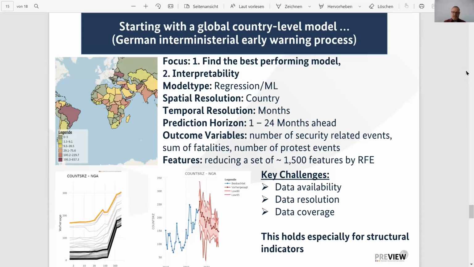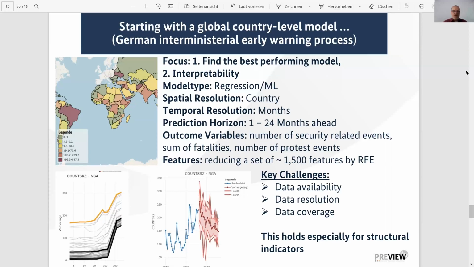The process more or less dictates or determines the modeling approaches. So for example, the prediction horizon is 1 to 24 months ahead, so in the future. And the spatial resolution that we are using in this process is country level. What we use here is not a classification model, so we don't try to say what is the estimated probability of seeing an event. It's a regression approach, so we try to give a best estimate of a future value, the absolute future value, looking at the data which we see in the past.